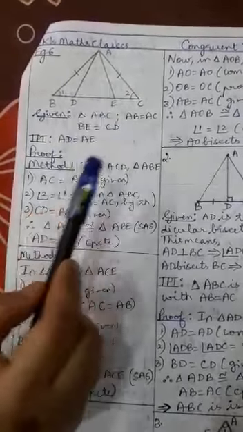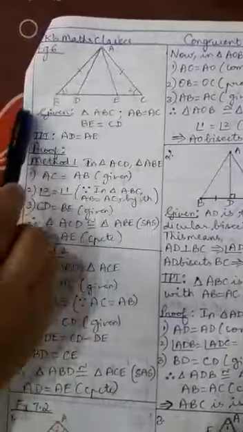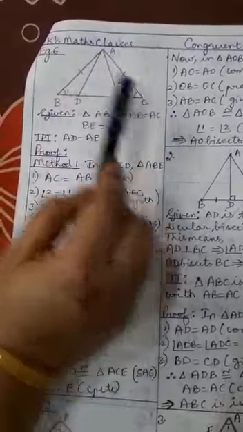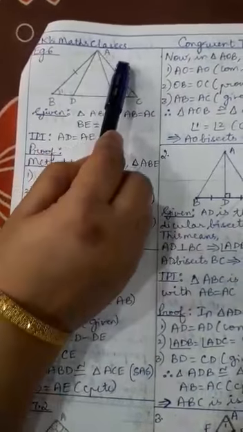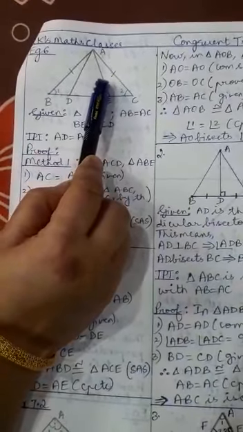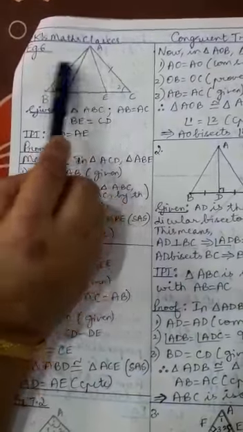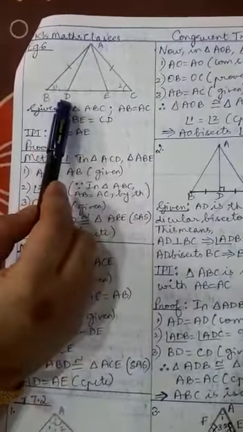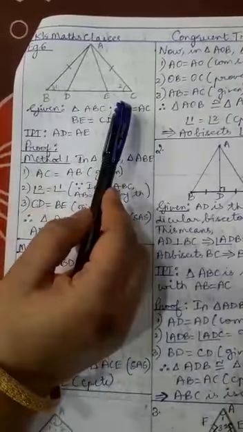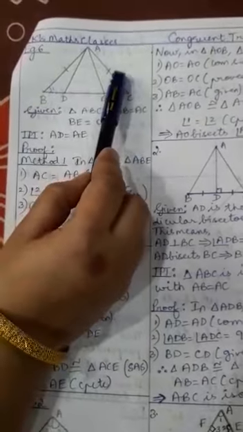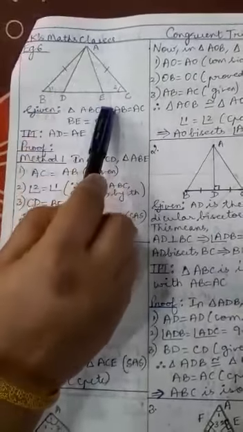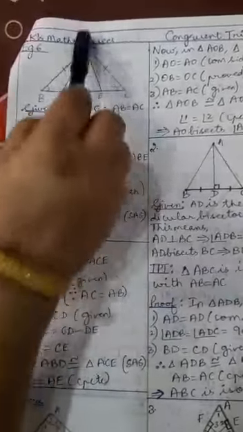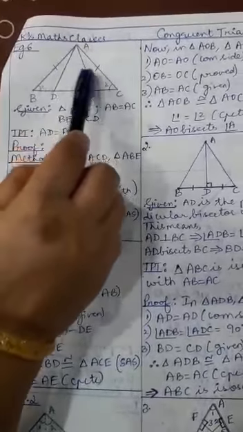So here we have a triangle ABC in which AB equals AC, which means ABC is an isosceles triangle. So when AB is equal to AC, the angles opposite to these two sides will also be equal. Now to identify the angles opposite to these two sides, do not consider these line segments AD and AE. Just see the triangle ABC without these segments AD and AE in it.